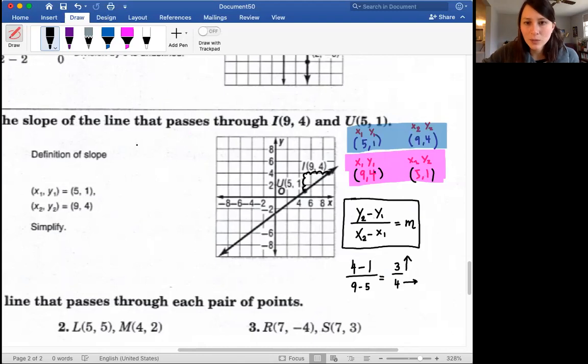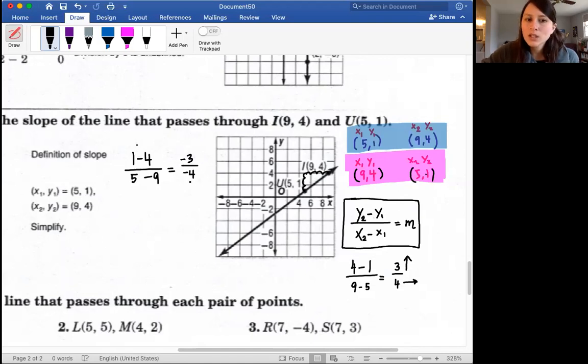So in this case, I would have 1 minus 4 as my y2 minus y1, and then x2 minus x1 is 5 minus 9, so 5 minus 9. Now notice here, 1 minus 4 is negative 3. 5 minus 9 is negative 4. What happens when I have a negative over a negative? Well, it becomes a positive, doesn't it?